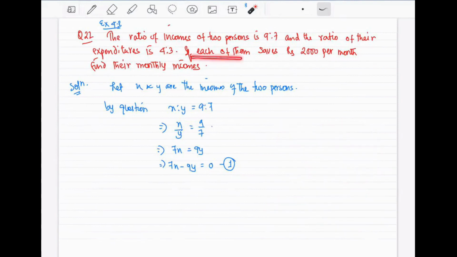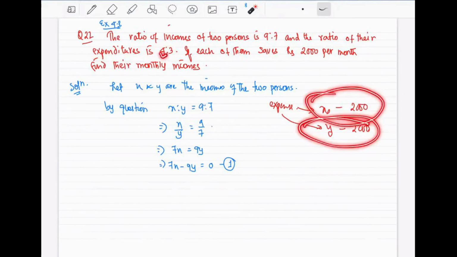If each of them saves rupees 2000 per month, both save rupees 2000 per month. How much does the first person earn? X rupees. Second person, Y rupees. How much do both of them save? 2000 here, 2000 here. If I subtract the savings from the incomes, what do I get? I get expense for X, expense for Y, right? Expenditure for the first person is X minus 2000. For the second person, it will be Y minus 2000. X minus 2000 and Y minus 2000. Question says ratio of their expenditure is 4:3. That means if I divide these expenditures, I will get 4:3.